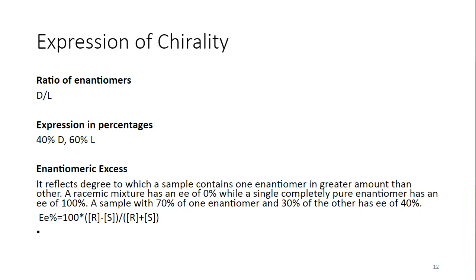Enantiomeric excess reflects the degree to which a sample contains one enantiomer in greater amount than the other. A racemic mixture has an enantiomeric excess of 0% because it contains both isomers in equal quantities, so each cancels the other and it becomes 0%. A single completely pure enantiomer has an enantiomeric excess of 100%, because 100 minus 0 is 100. A sample with 70% of one enantiomer and 30% of the other has an enantiomeric excess of 40%.